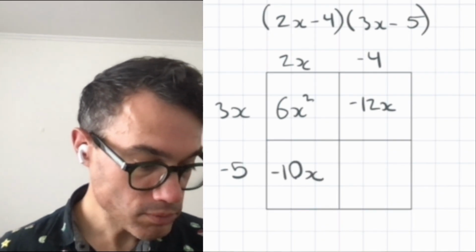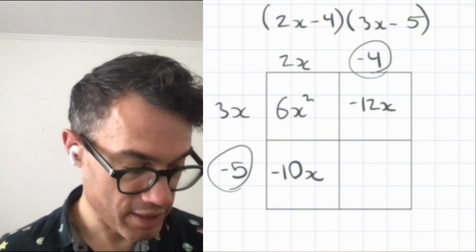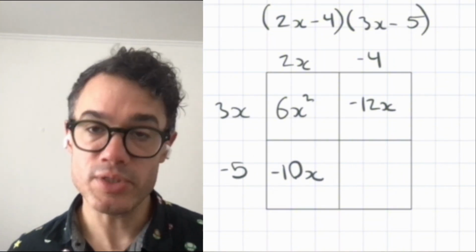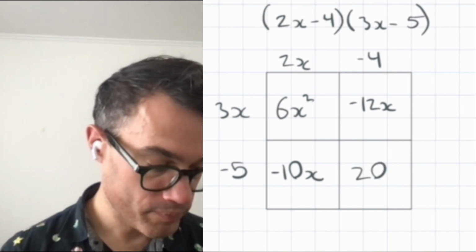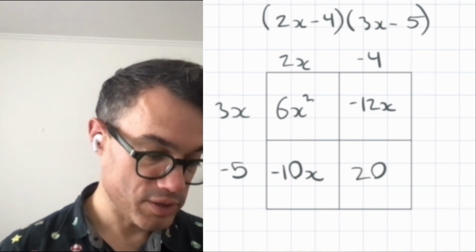-10x. And lastly, we have -4 times -5. A negative times a negative is a positive, and 4 times 5 is 20. Now we could take all of these and we simply add them together.